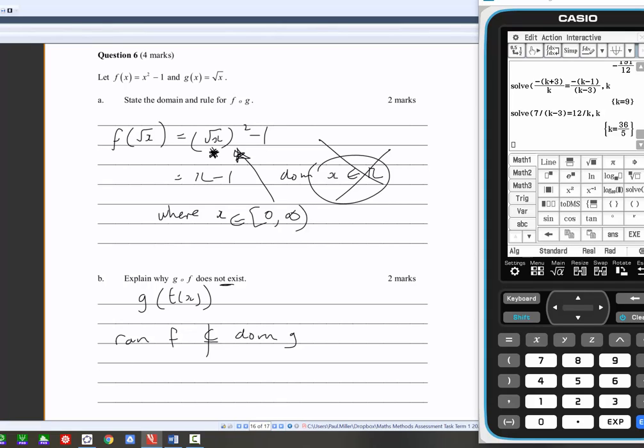And let's have a look at the range of f. So the range of f, that's x² - 1, that's that parabola there. So -1 to positive infinity inclusive is not a subset of the domain of g. The domain of g is 0 to infinity. So notice that this composition doesn't work because -1 is less than 0. So this does not fit into this, therefore it doesn't exist.